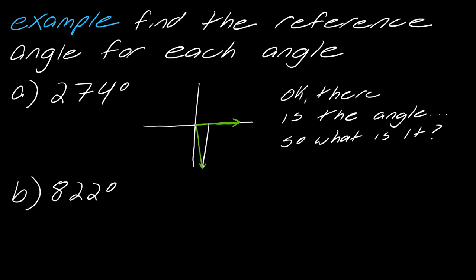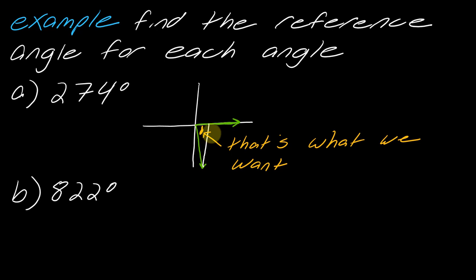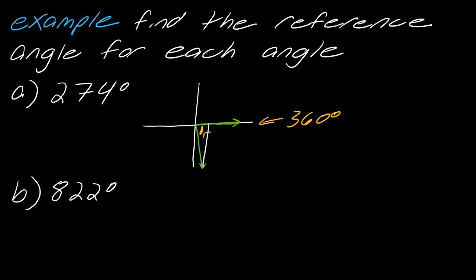What are we doing with this? Basically now what we're going to try to do is relate this to the acute triangles that we've been playing with. So this angle in here, this is what we want. This takes a little bit of finessing, but you're very often going to use this axis to drive how to find that reference angle. In this quadrant, on this axis, this is 360 degrees. That's the way I think about it. So what I'm going to do is take 360 minus 274.